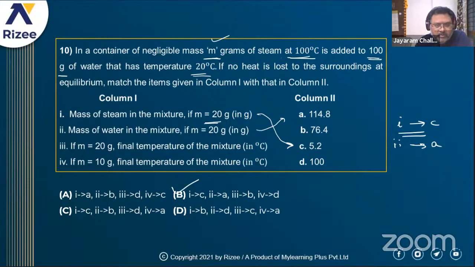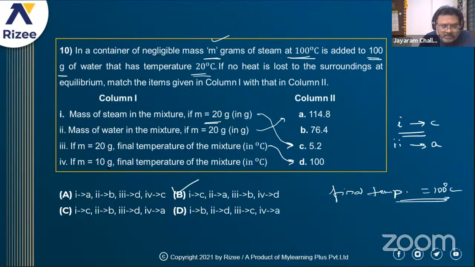Third option: if M is equal to 20 grams, final temperature. Obviously, the final temperature will be 100 degrees only, because the steam is only sufficient to raise the temperature of the water from 20 degrees to 100. So the final temperature should be 100 degrees centigrade.